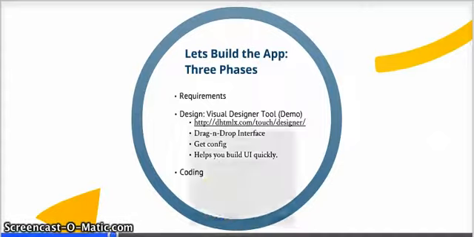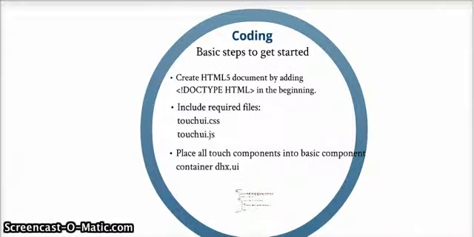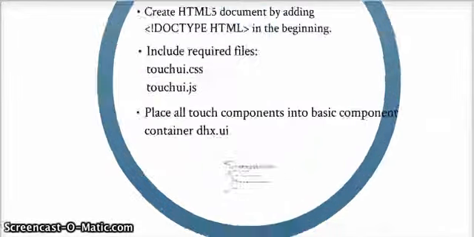Now let's go ahead and look at how we code, and what all is involved in coding, and how easily we can do it. So basic steps to get started would be, you just create a HTML5 document by adding the doctype HTML tag, which shows that it's a HTML5 document, and you need to include touchui.css and touchui.js, which are included in the library provided by DHTMLX Touch, which you can download from their website, and you place all your touch components inside a basic component, which is dhx.ui, and here we'll see how.